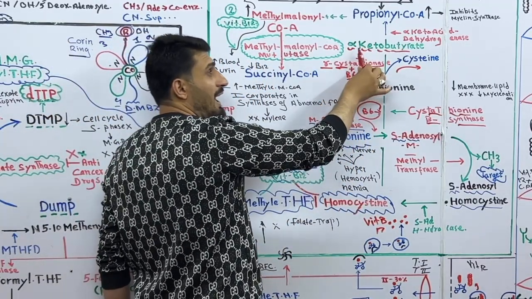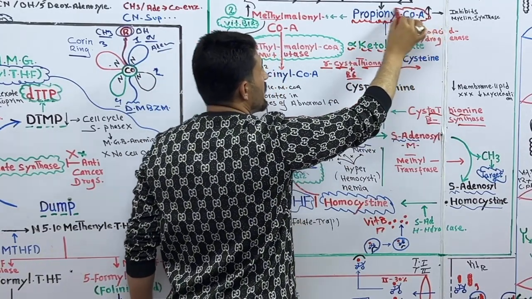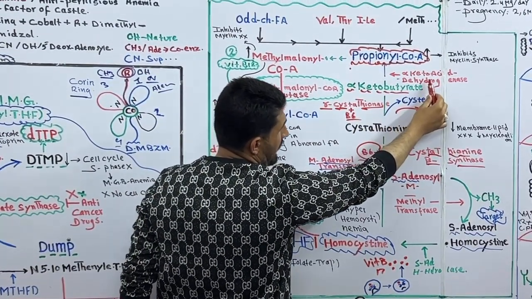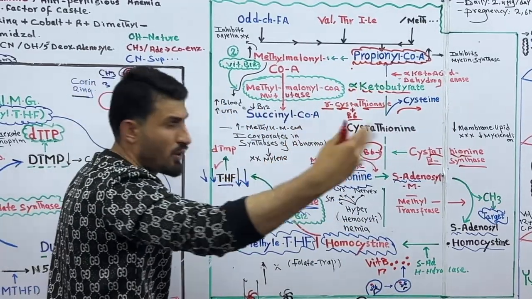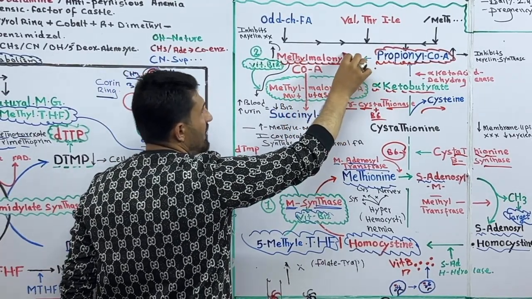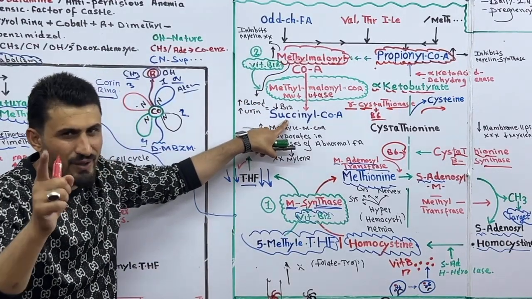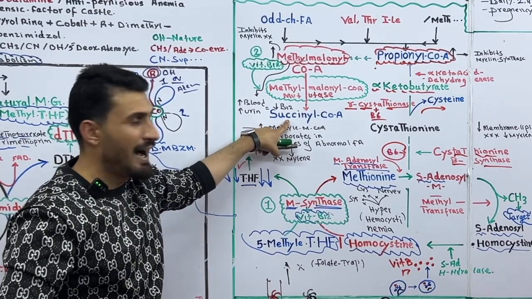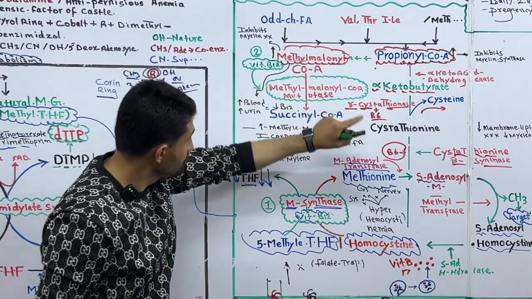Now we will convert alpha ketobutyrate, this is very important, to propionyl CoA. The enzyme here is alpha keto acid dehydrogenase. After 2 or 3 steps we will convert propionyl CoA to a very important product which is called methyl malonyl CoA, and we will convert methyl malonyl CoA to succinyl CoA. And you know about succinyl CoA, that we use succinyl CoA in the Krebs cycle for the production of ATP or energy. Got it?